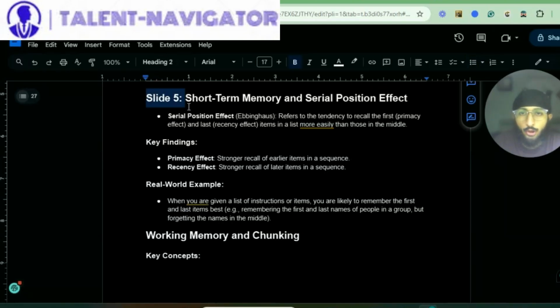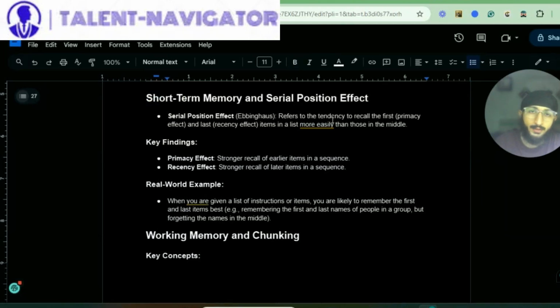So now we'll be talking about short-term memory and the serial position effect. The serial position effect refers to the tendency to recall the first items, which is the primacy effect, and the last items, which is the recency effect, in a list more easily than those in the middle. Key findings: primacy effect, stronger recall for earlier items, and recency effect, stronger recall for later items in a sequence.